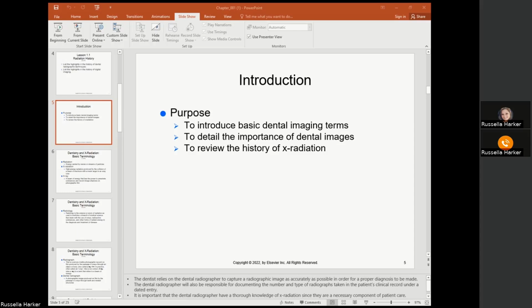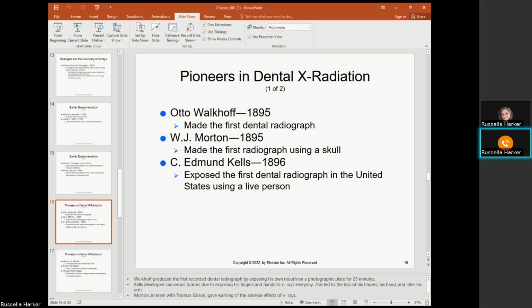So we're going to stop right there for today, and we're going to pick it up tomorrow with these pioneers in dental radiation. Thank you.